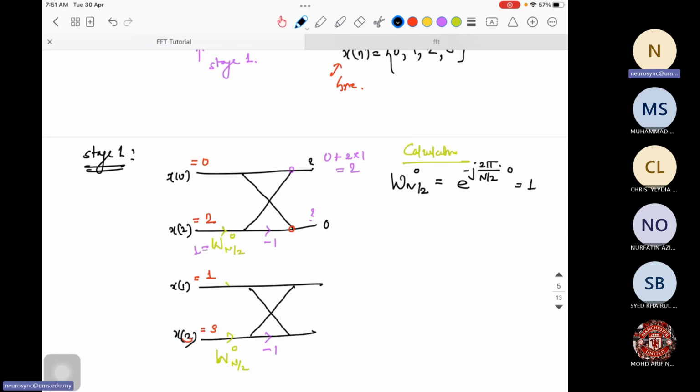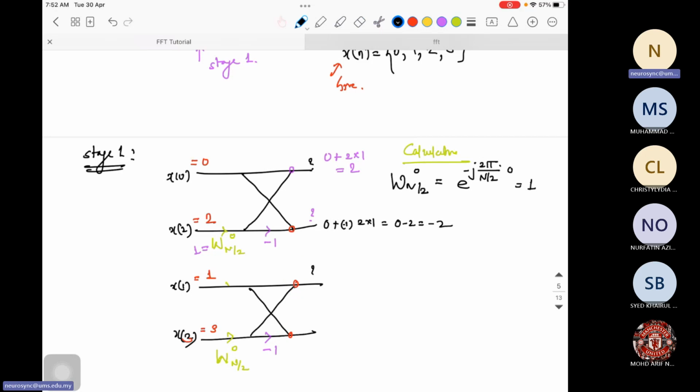This is 0 minus 1 times... 0 plus minus 1 times what? 2 into 1. So therefore 0 minus 2. So this is minus 2. Similarly, can you give me the value here, here and here?